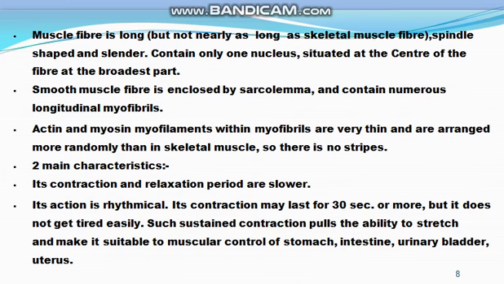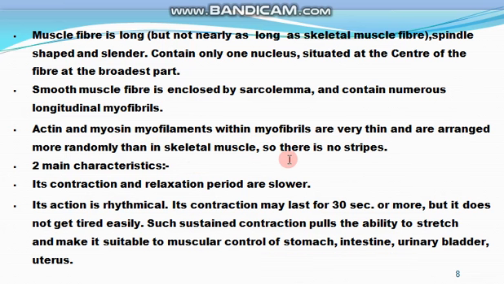Smooth muscle fiber is long but not as long as skeletal muscle fiber, and they are spindle shaped and slender and contain only one nucleus, situated at the center of the fiber at the broadest part. Smooth muscle fiber is enclosed by the sarcolemma, that is the name of the cell membrane, and it contains numerous longitudinal myofibrils like the skeletal muscle fiber. Actin and myosin filaments within myofibrils are very thin and are arranged more randomly than in skeletal muscles.